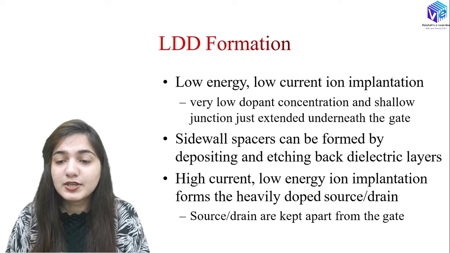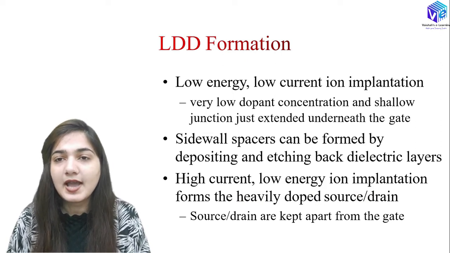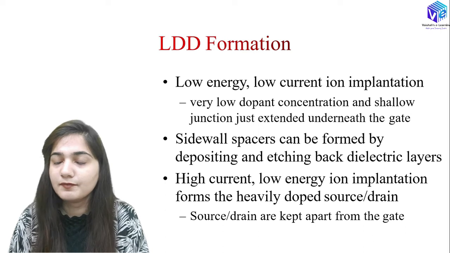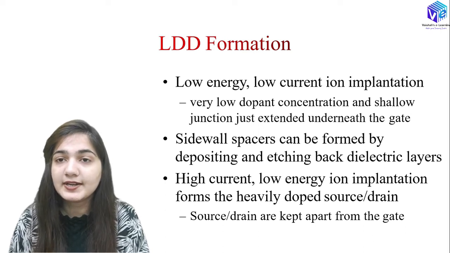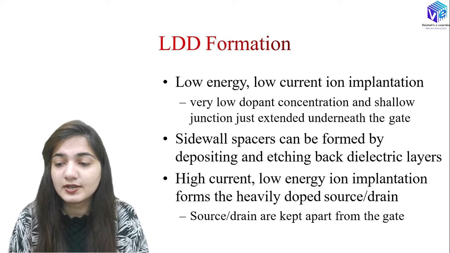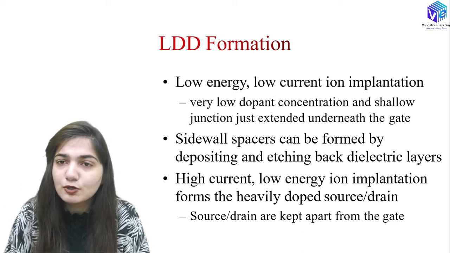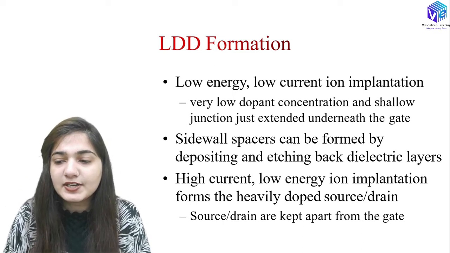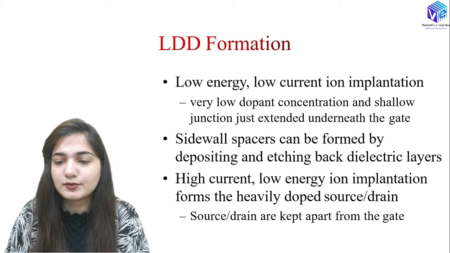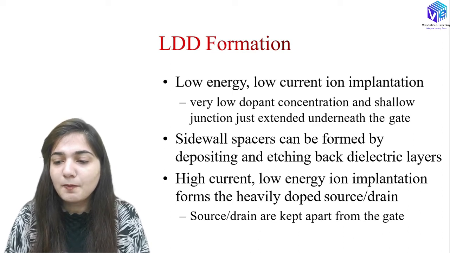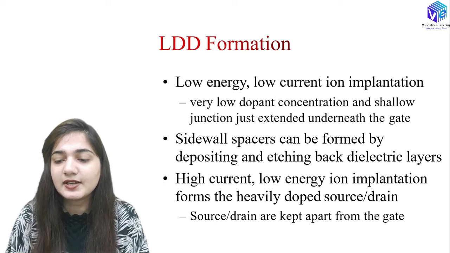Here I will be using low energy, low current ion implantation. Why am I using it? Because I want low dopant concentration as well as a shallow junction. I don't want a very deep junction, but a shallow junction, and for that I can use low energy, low current ion implantation. So I want a very low dopant concentration and a shallow junction that just extends underneath the gate.